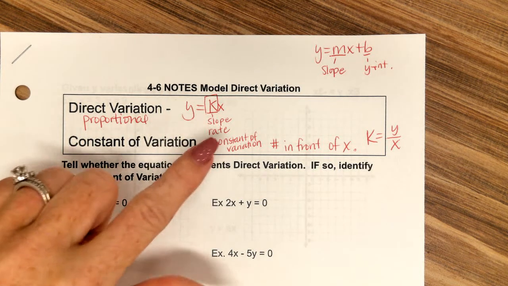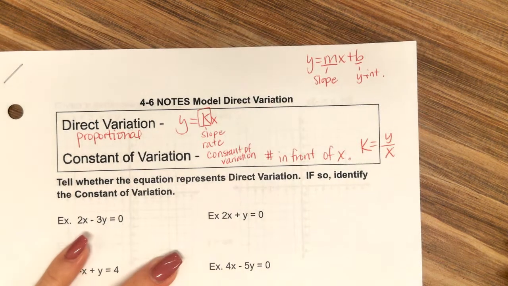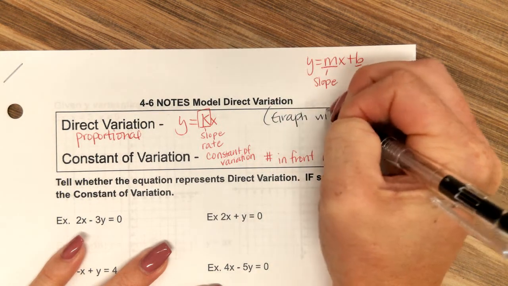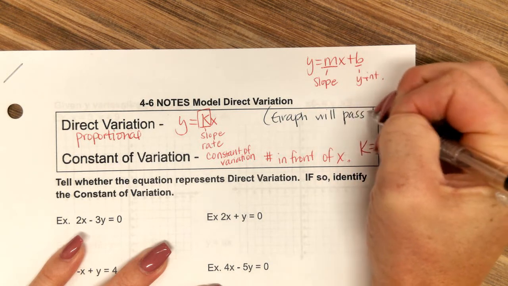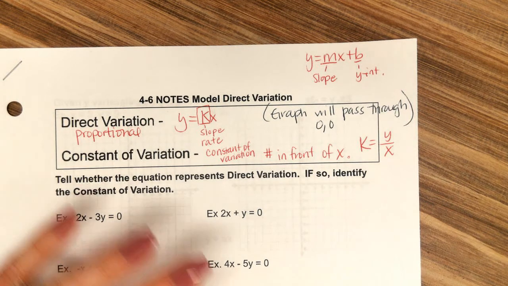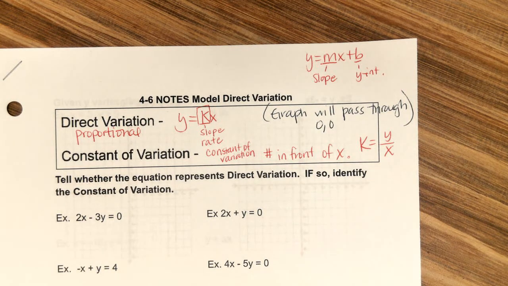The other thing I want you to write is that when you have a direct variation equation, the graph will pass through 0, 0. This is what we were talking about yesterday. If you have an equation like y equals 1/3 x, where is your starting point? It's at 0.